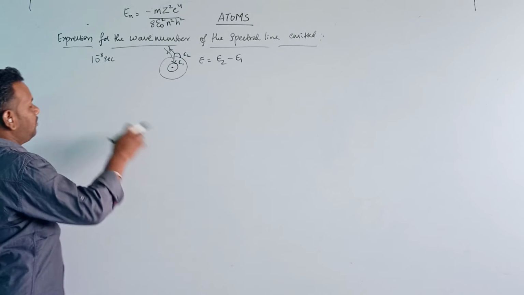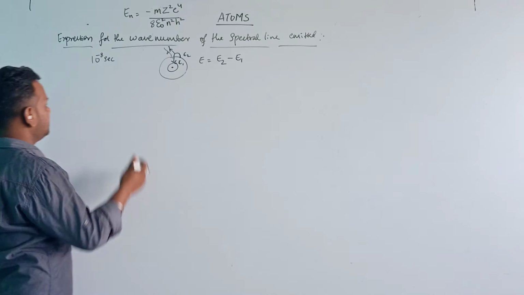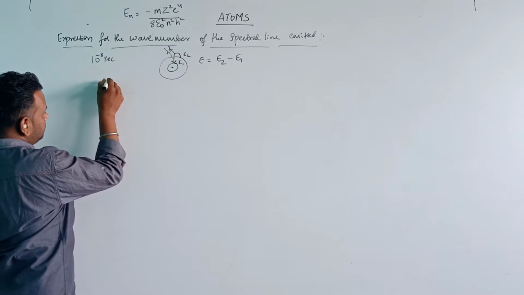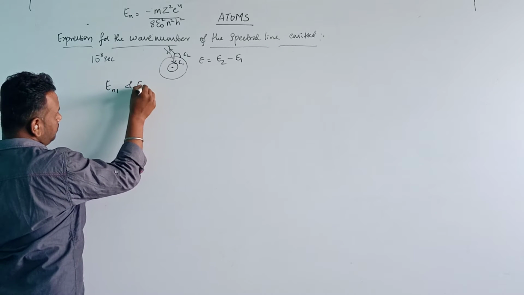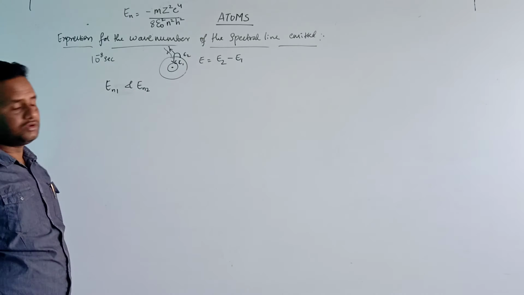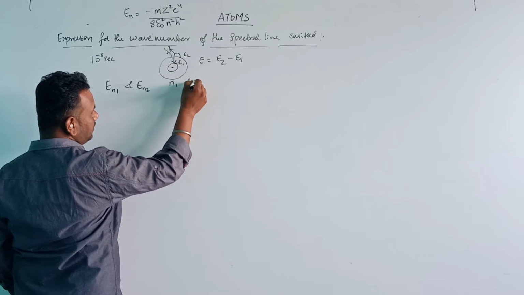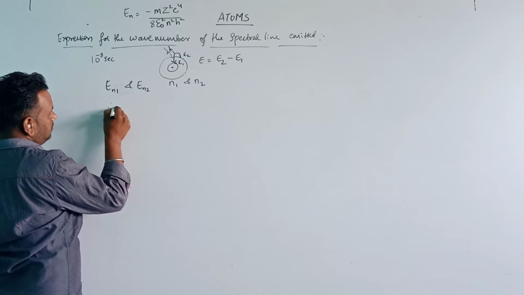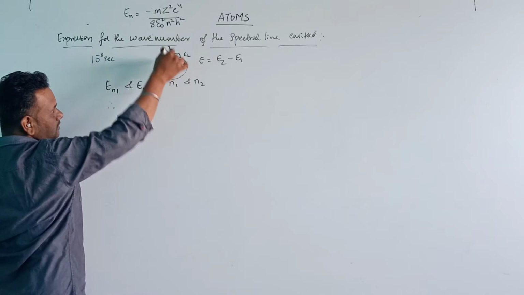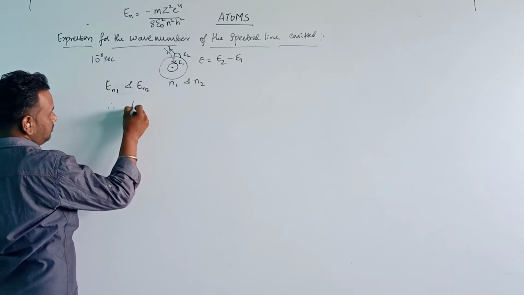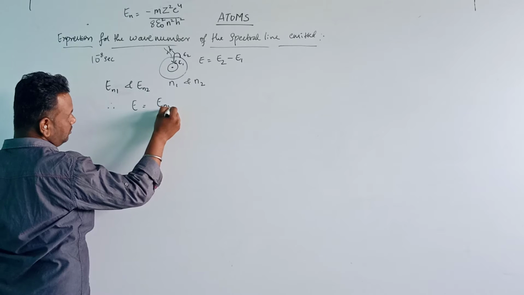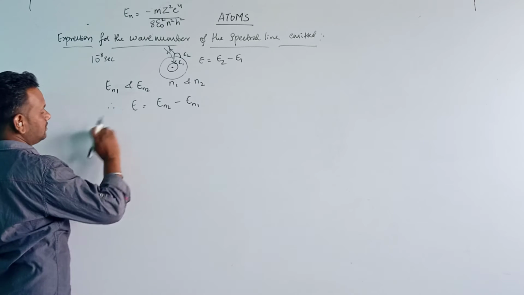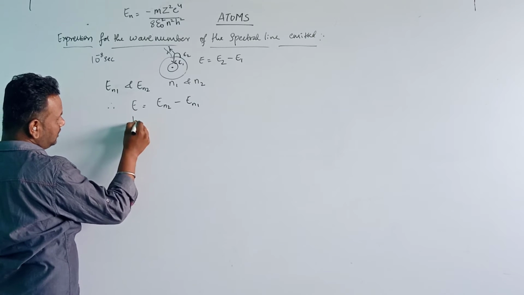So in general we are going to write this as En1 and En2 are the energies of the orbits n1 and n2. Therefore the photon energy emitted during this process is E is equal to En2 minus En1. Right? So therefore, this E is equal to h nu.